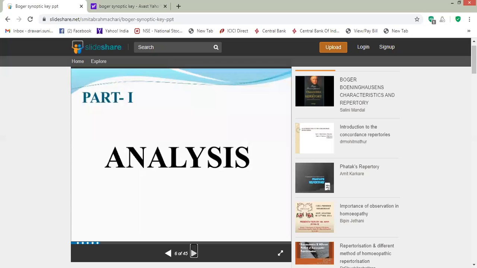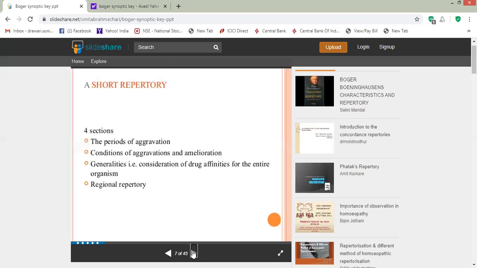So the first part, that is analysis. What is there in the first part? Analysis. It is nothing but a short repertory. There are four sections.